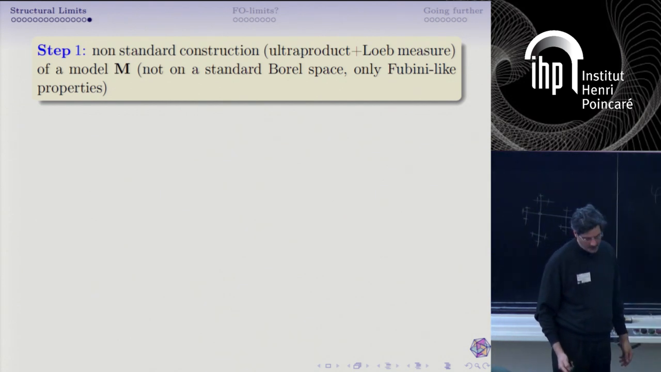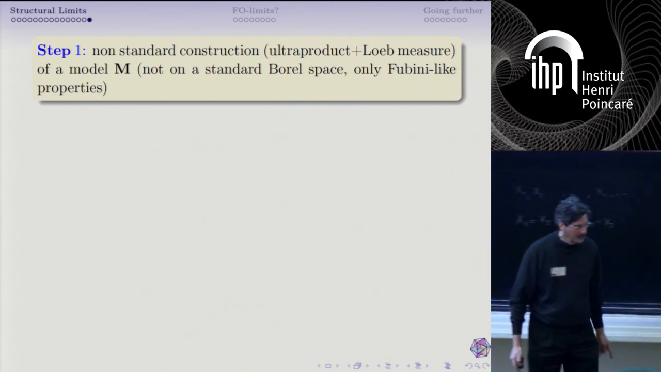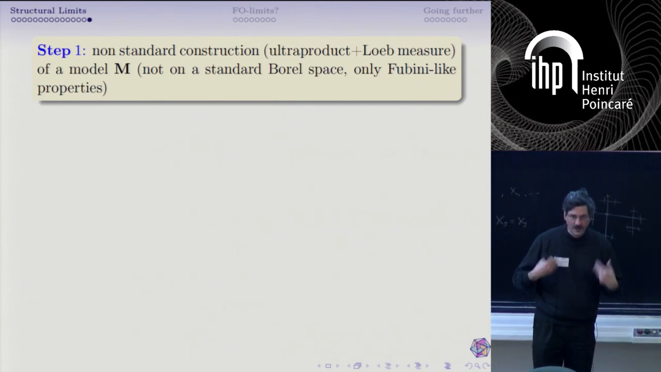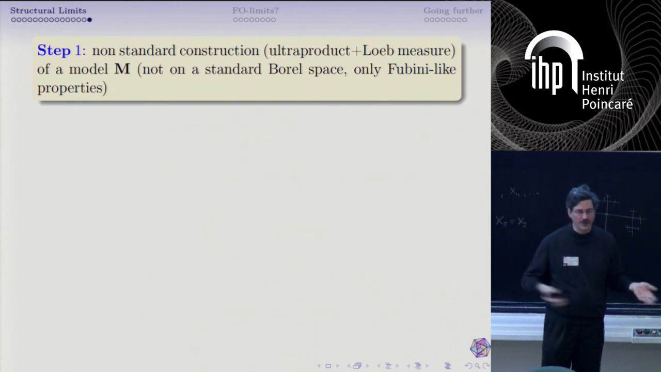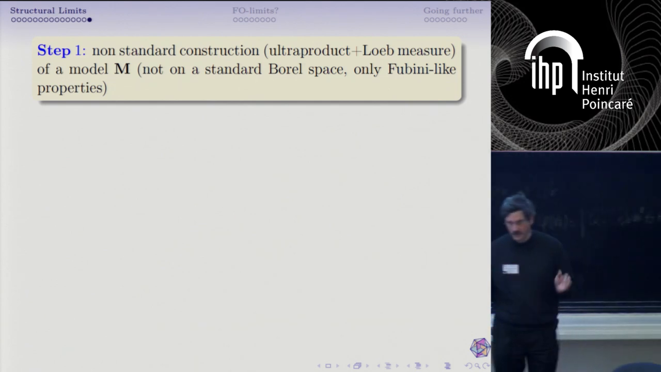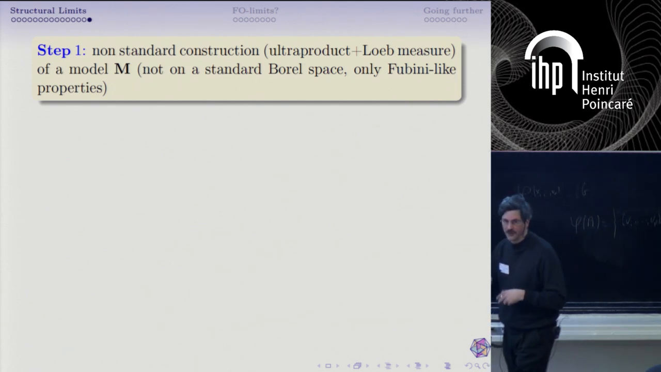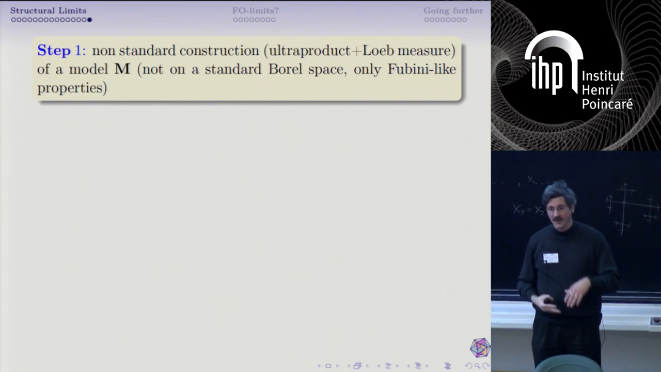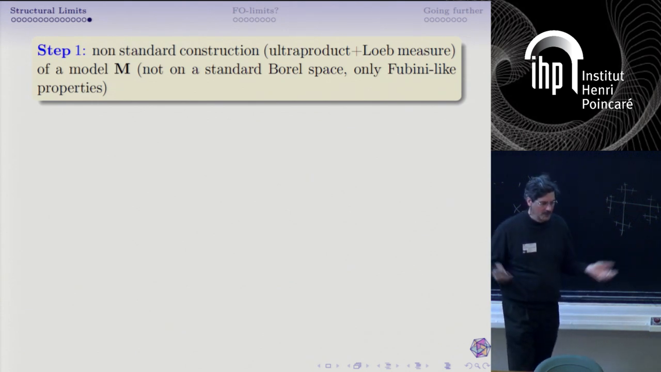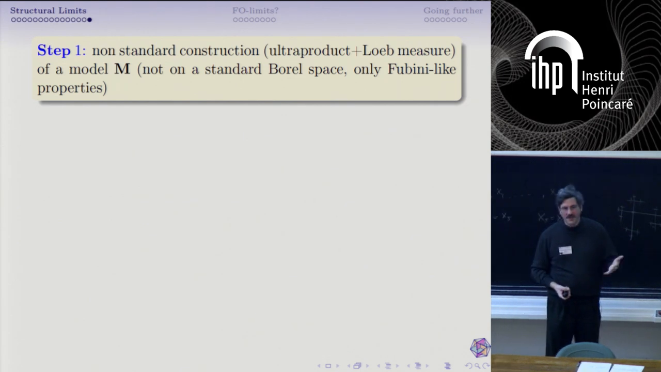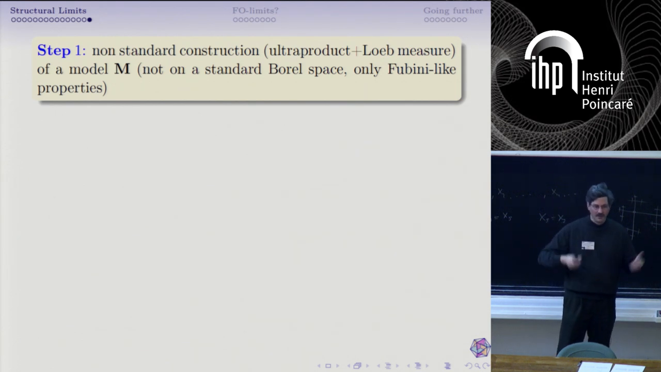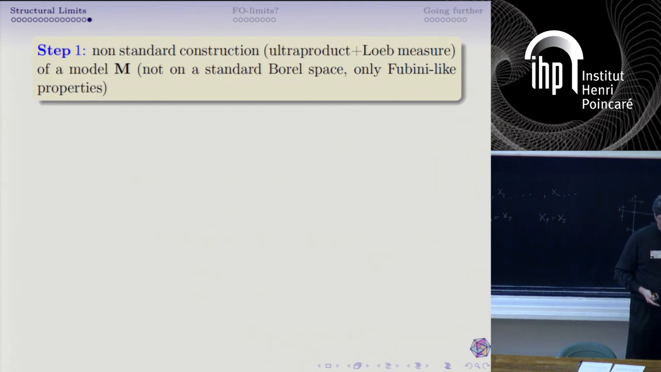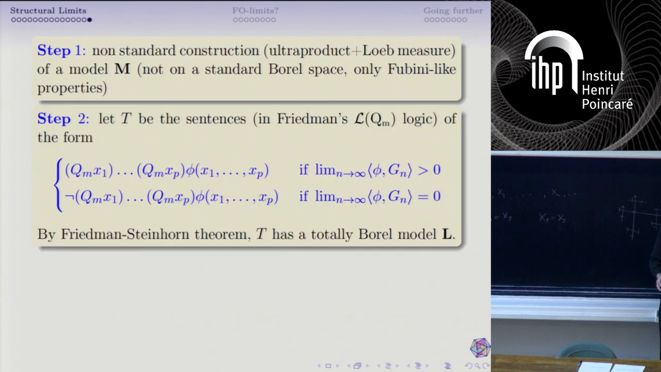And a quick sketch of the proof of this. The first step is to find some non-standard construction of the limit object, which we obtain by, okay, a standard ultraproduct plus some Loeb measure. The point is that it is absolutely not a standard Borel space. And even the measures, you have some number of measures which are not really products of each other. But it already is quite nice, and it already has the property that you have some Fubini-like properties, that you can somehow integrate variables by variables, and this will not depend on the order.